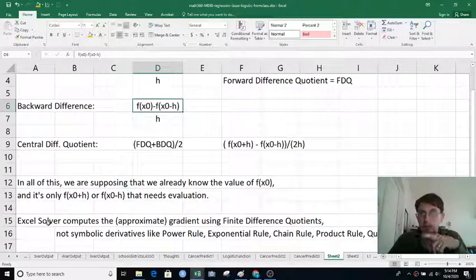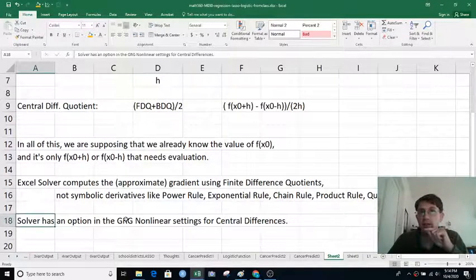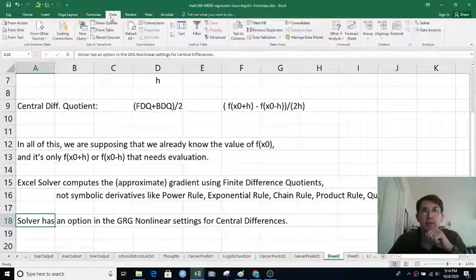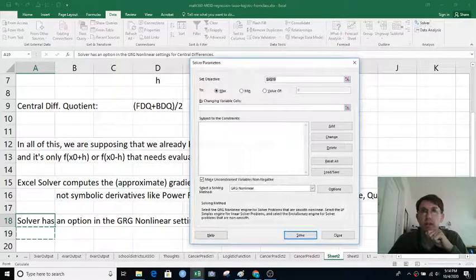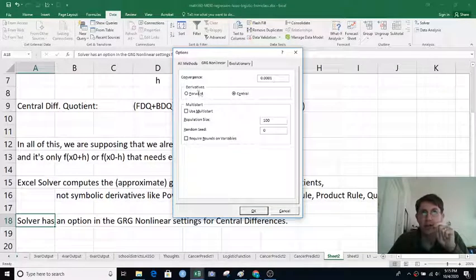It's interesting to know Excel Solver computes the gradient using finite differences. It doesn't do things like power rule, exponential, chain rule, product rule. So it is doing all this difference quotient stuff. There's an option in Solver to tell it to use central differences. So let's show that. I don't really have this set up for anything, but you see the GRG Nonlinear options. There's a GRG Nonlinear tab here, and you can tell it to use forward or central differences. So central gives you better steps, but they take longer.